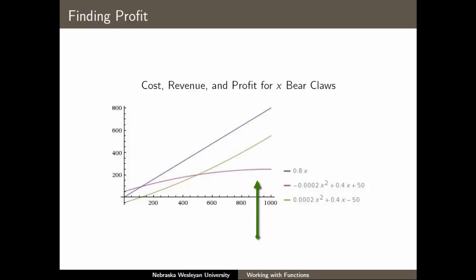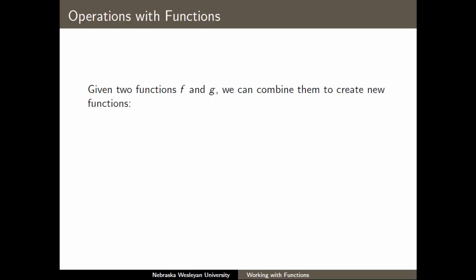Not only is our profit positive, but it's increasing as we produce more bear claws. This goes back to our observation that the revenue function increases at the same rate throughout, while the cost function starts to taper off near 1,000 bear claws. So if we look at 200 bear claws, where revenue barely exceeds cost, we have a very small profit. But if we look at 1,000 bear claws, where revenue greatly exceeds costs, we have a very large profit. What we've done in this example is take two existing functions and then combine them in a way that makes sense for our model to create a new function.